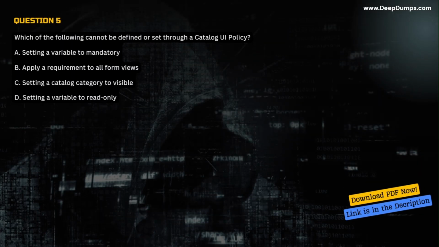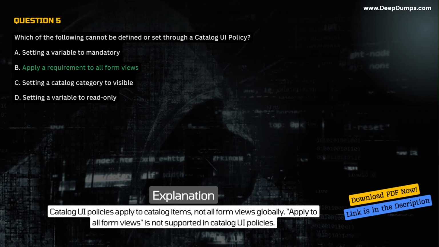Question 5. Which of the following cannot be defined or set through a catalog UI policy? A. Setting a variable to mandatory. B. Apply a requirement to all form views. C. Setting a catalog category to visible. D. Setting a variable to read-only. Correct answer B. Apply a requirement to all form views. Explanation. Catalog UI policies apply to catalog items, not all form views globally. Apply to all form views is not supported in catalog UI policies.